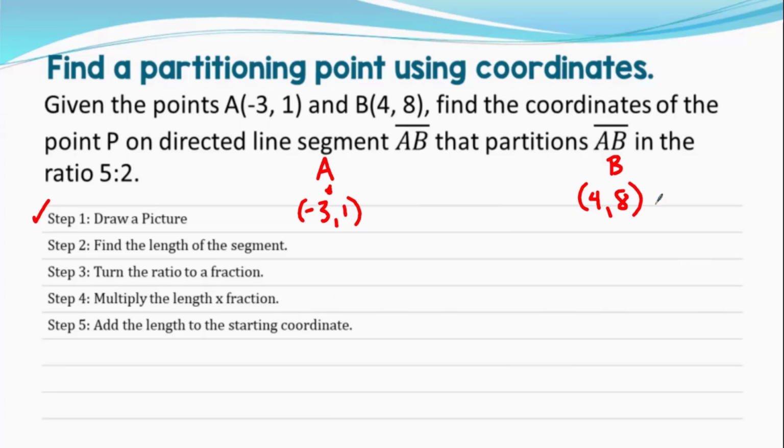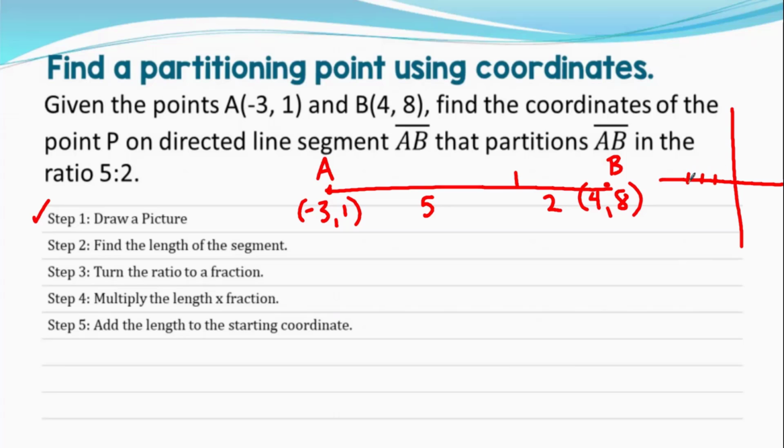Okay, so from A to B, we want to partition this in a 5:2 ratio. So 5 parts here and 2 parts there. All right, so the next step I need to do is find the length of this segment. Well, again, if we put this on a graph, it's traveling in the x direction and in the y direction. So let's give a little visual of what that would be over here.